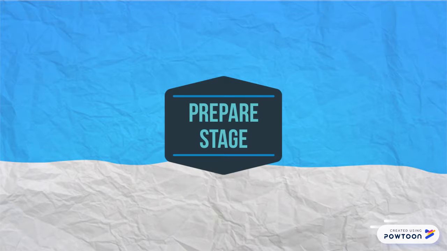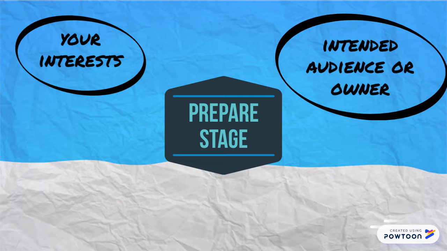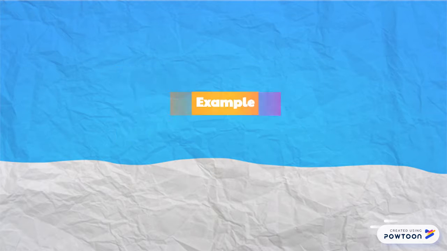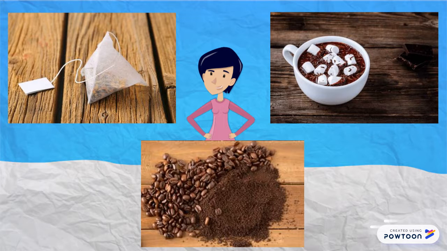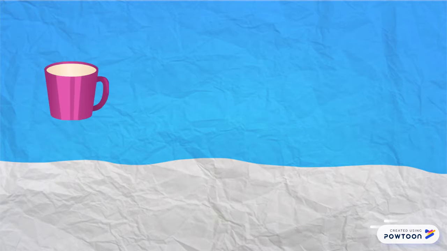So in the prepare stage, you might think of what interests you or who you intend to give the mug and coaster to. Maybe what would interest that person or the type of person you're going for. So for example, if you want to give the mug to your mom, you might think about what she tends to drink. Is it tea, coffee, hot chocolate, anything like that? Because these things will determine the size of the mug or even the look of it.